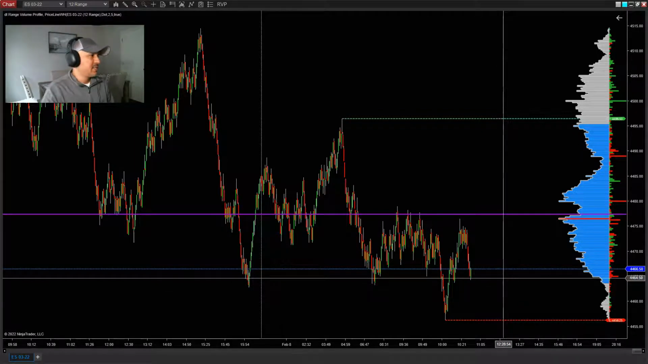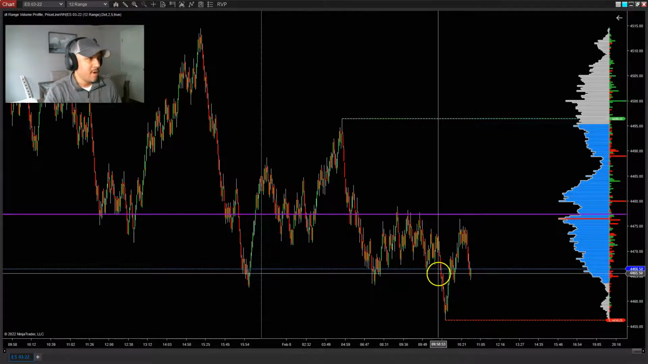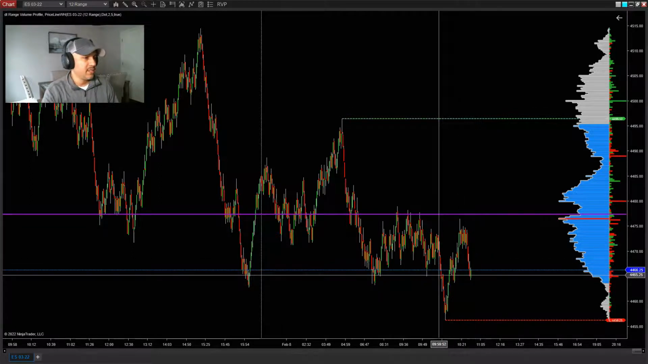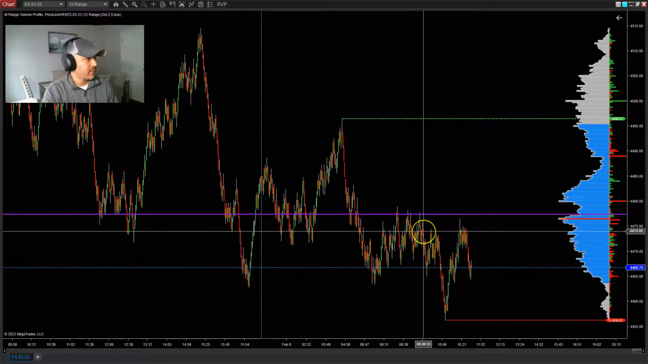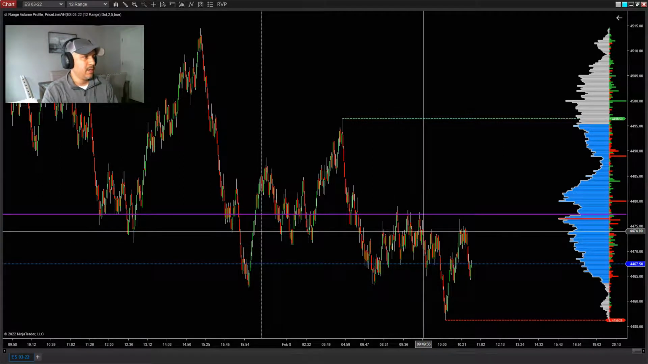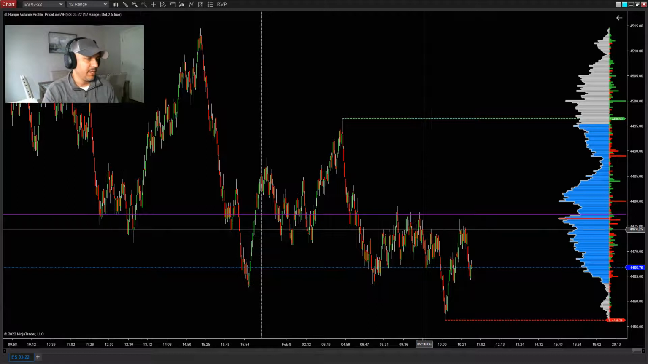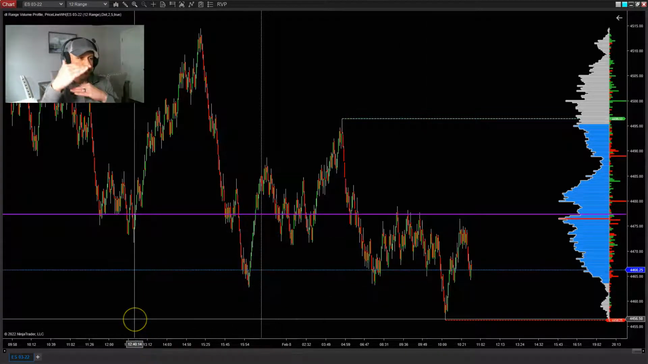But this is a scalping day. Honestly, the market's not making any big moves or gaps, so your window of opportunity is going to be very short lived. The ES is a thick market in general, but it's just moving in a very small range.